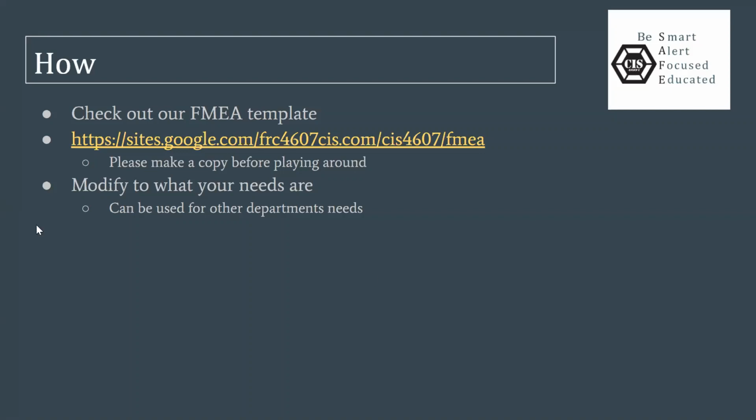We can take a look at that later, but pretty much you're going to modify it to what your needs are. So it can be used. This line of thinking, like FMEA and hazard analysis, can be used for other department needs to look at risk and what you need to prevent.